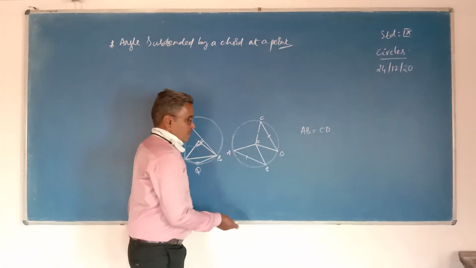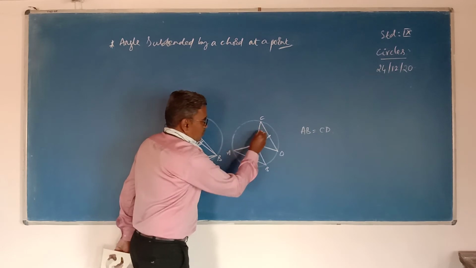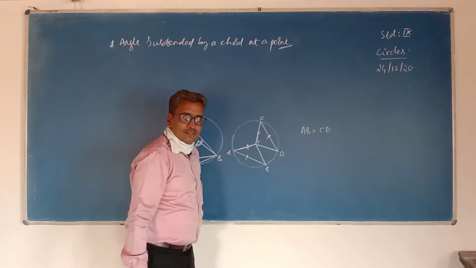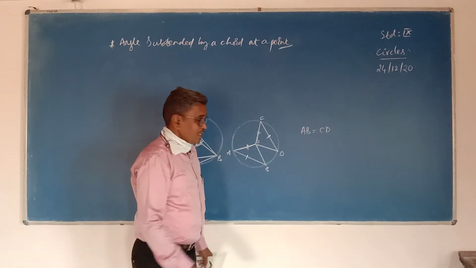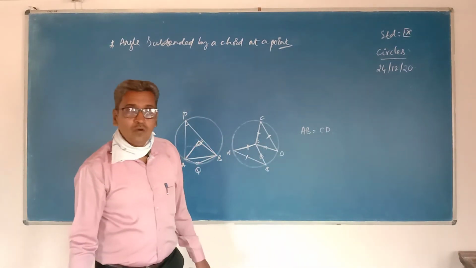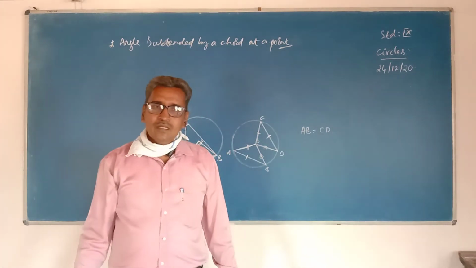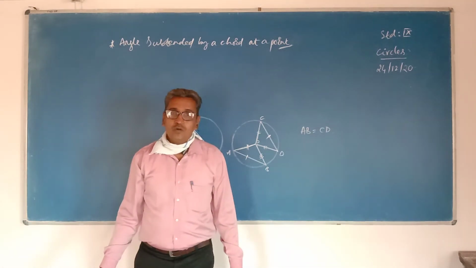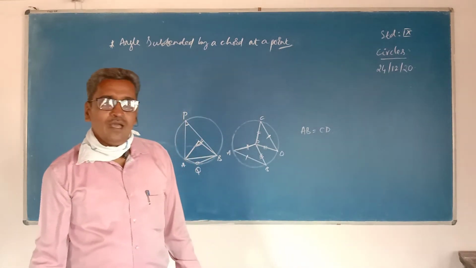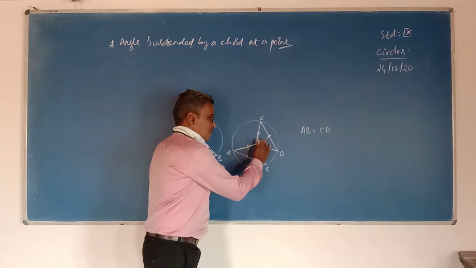Can you see here now? AB equal to CD, AO equal to CO. Can you give the reason? Radii of the same circle. What can you tell about BO? It is equal to DO, radii of the same circle. So now these two triangles, are they congruent? Yes. Can you give the reason? Congruence postulates: three sides of one triangle corresponding to three sides of another triangle. By the SSS congruence rule, these two triangles are congruent.